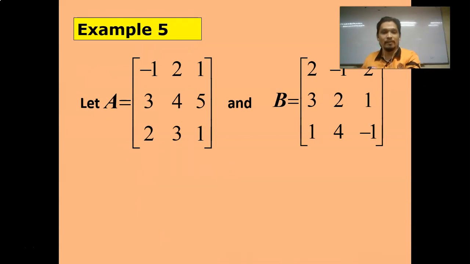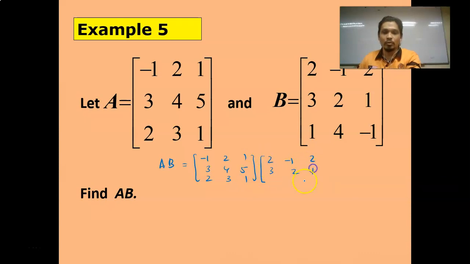Okay, so what about this one here now? Find AB. So A multiplied with B for this one here now. A is negative 1, 2, 1, 3, 4, 5, 2, 3, 1. And also B here: 2, negative 1, 2, 3, 2, 1, 1, 4, negative 1. Okay, now element in row 1, negative 1, 2, 1. Firstly, we're going to multiply with element in column 1, 2, 3, 1.